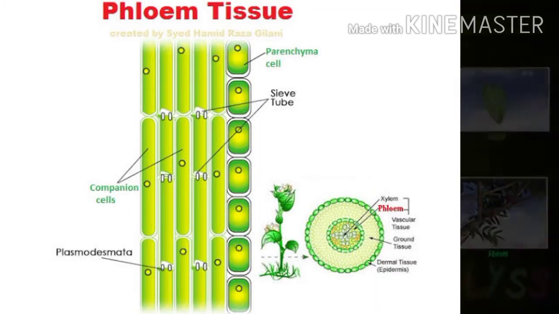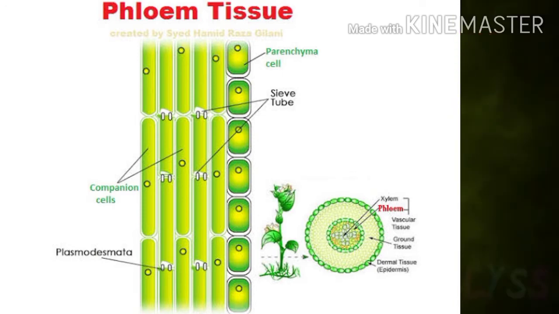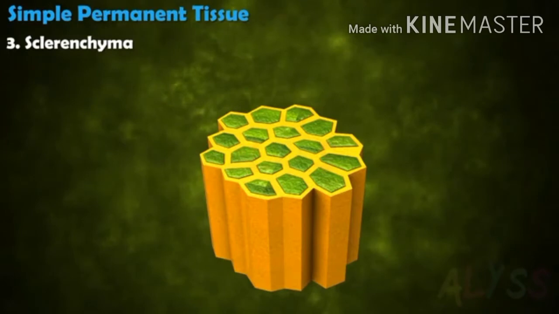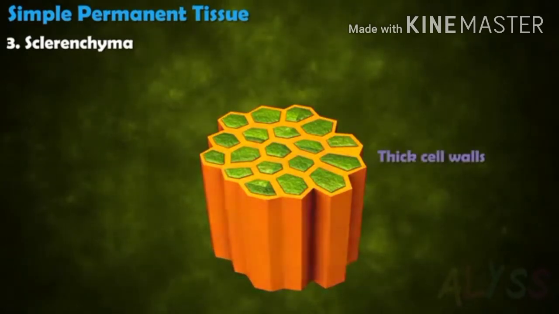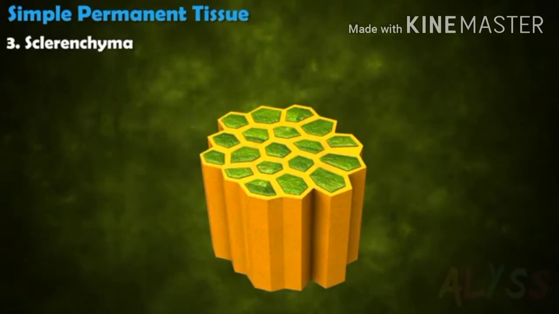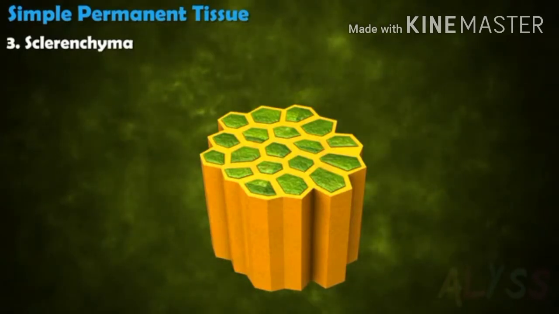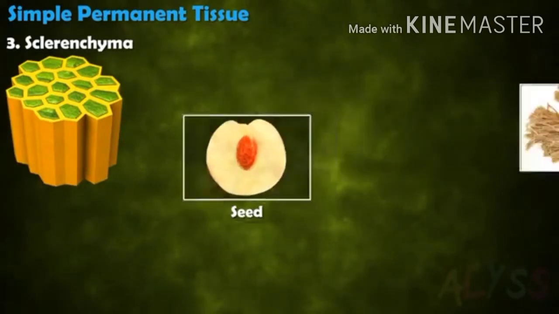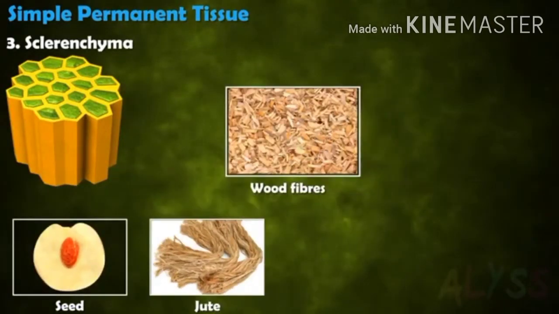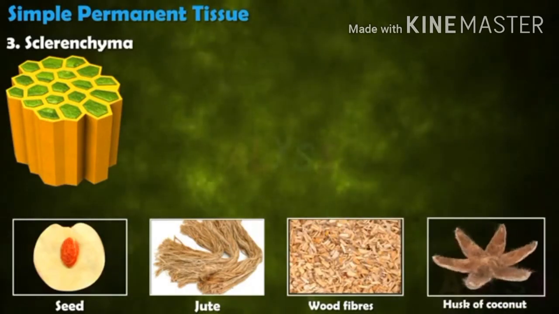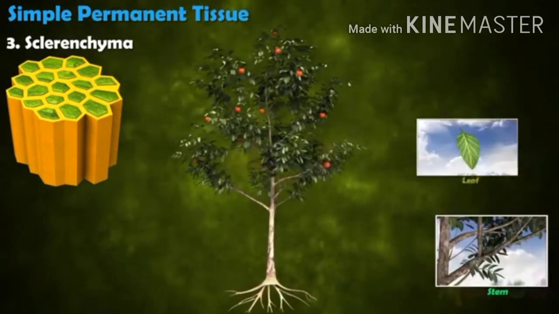Phloem. This is a conducting tissue. Its main function is to conduct food prepared by the leaf to different parts of the plant. Companion cells of phloem are found in angiosperms. Transpiration in plants is a process of water loss from the aerial parts. The cells which are closely associated and interacting with guard cells are subsidiary cells.